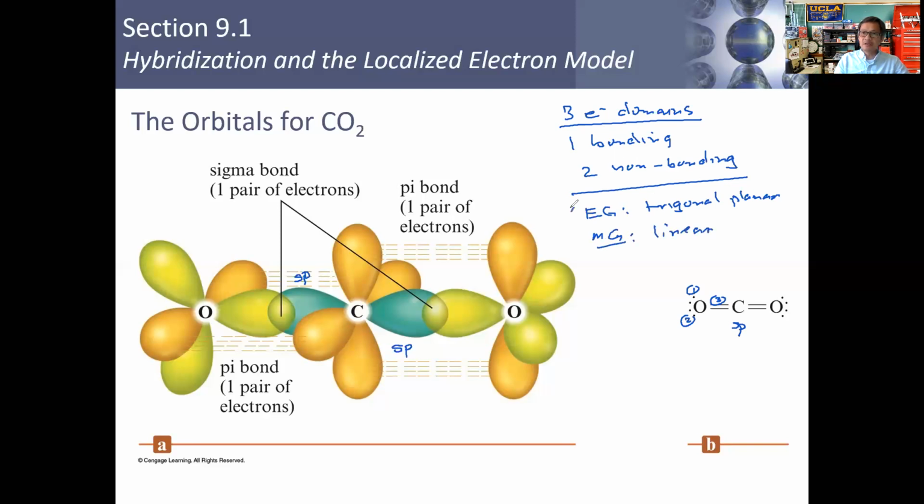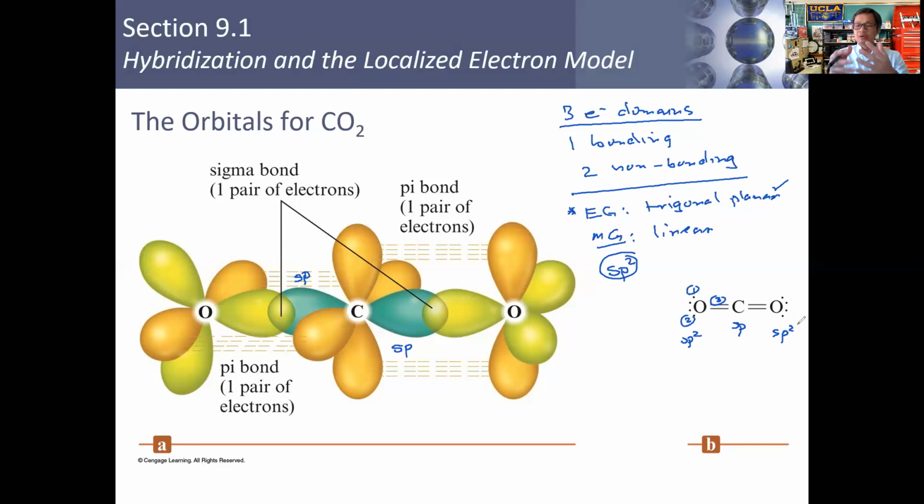But this is what we need here: we need that electron geometry. Why? Because with that electron geometry, you can imagine that the angle between each one of these electron domains is going to be 120. And with a trigonal planar electron geometry, the hybridization is going to be sp2 hybridized. So each oxygen is sp2 hybridized here. So this is sp2, and this is also sp2.